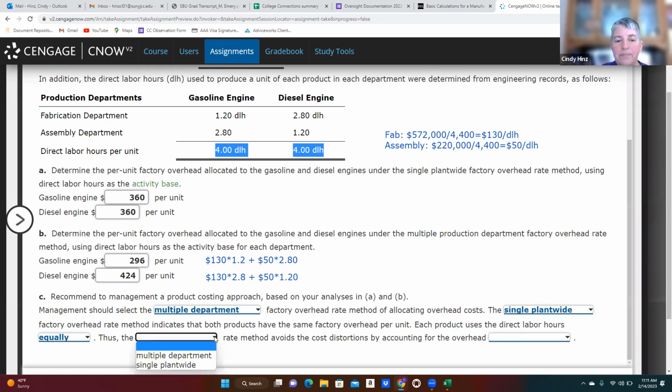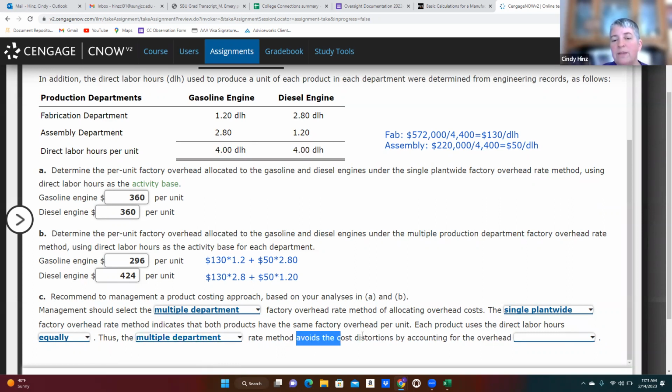Thus, the multiple department rate method avoids the cost distortions by accounting for the overhead in each production department separately, because they don't use the two departments equally, even though overall they use the same number of direct labor hours. They're not the same within each department, and the departments' costs are not the same.